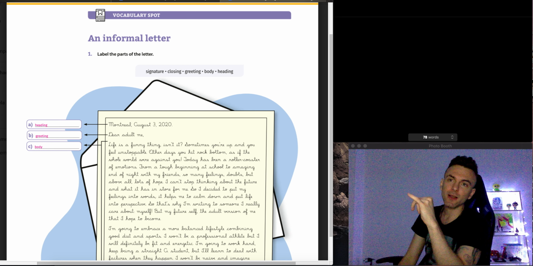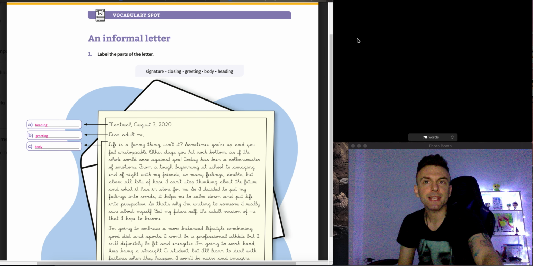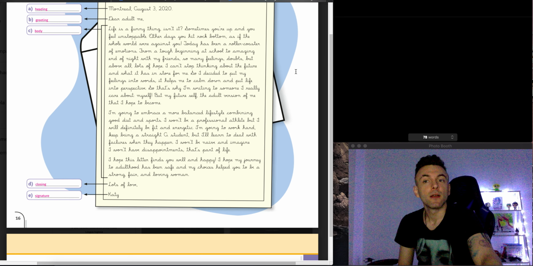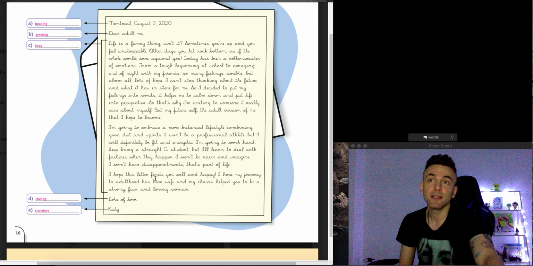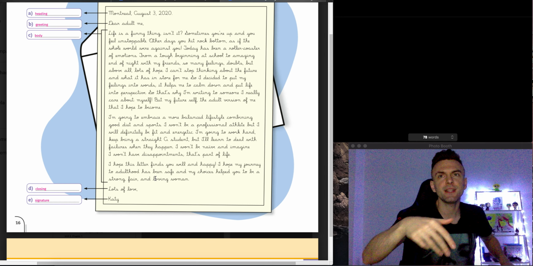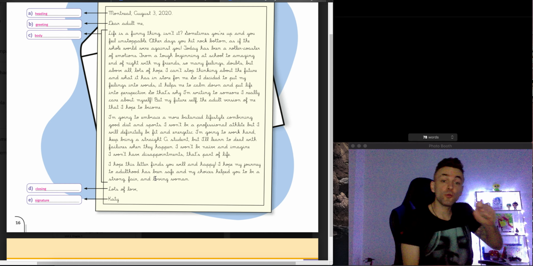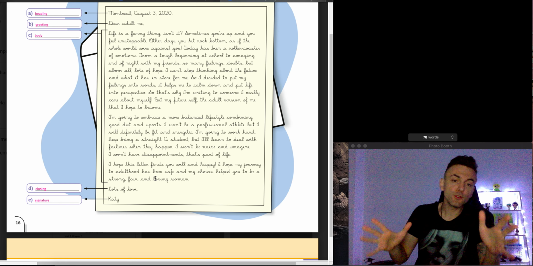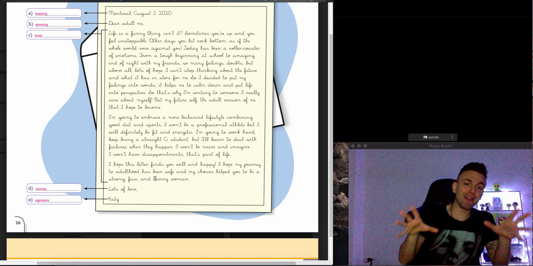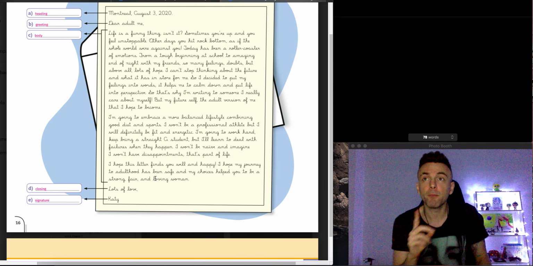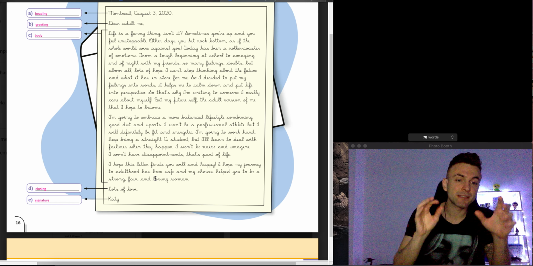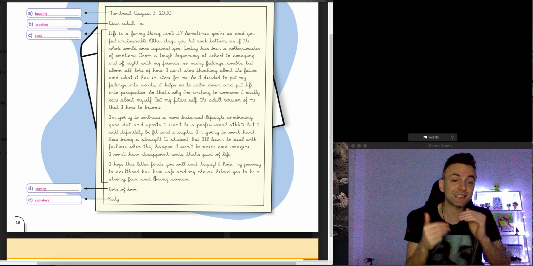We ended last lesson by reading this informal letter that Katie actually wrote to her future self. Yes, at 13 or 14 years old, she decided to write a letter to her future self. Isn't that crazy, guys? Well, we read that letter, we analyzed it a little bit, and basically we had to define what each part of the letter is representing.